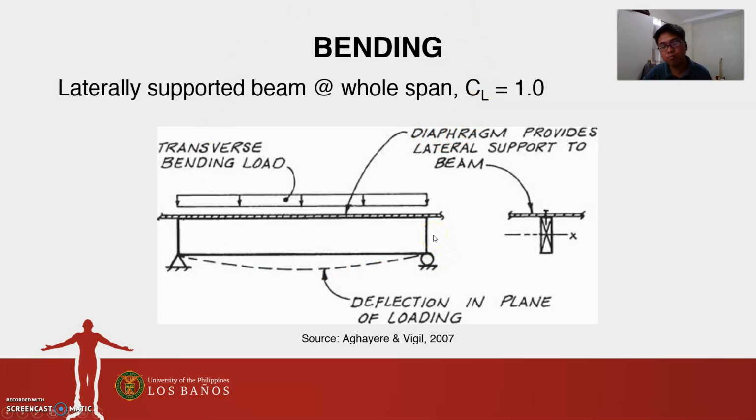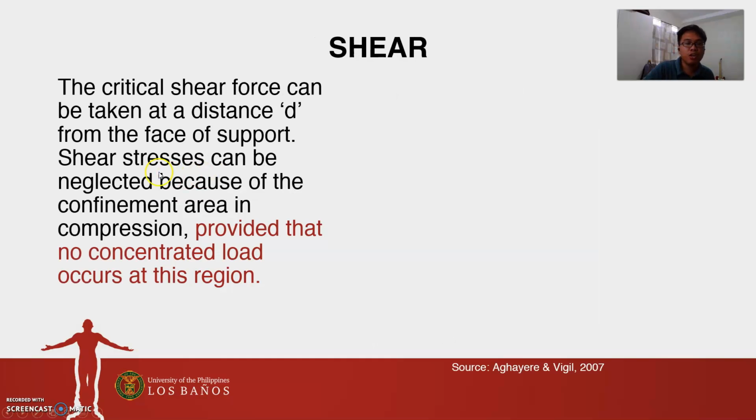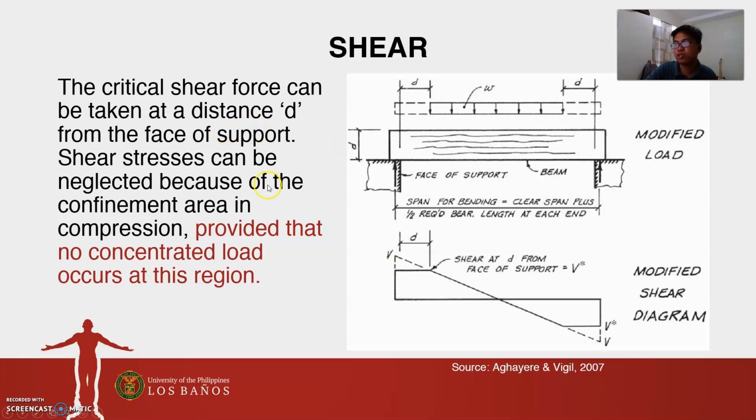So we can now compute for FB prime, including CL, and then we will just compare that with this bending stress. So next, for shear, we already know how to compute for the strength, FV prime, and computing for the stress, which we addressed in the first exam. But we have to note here the critical shear force.